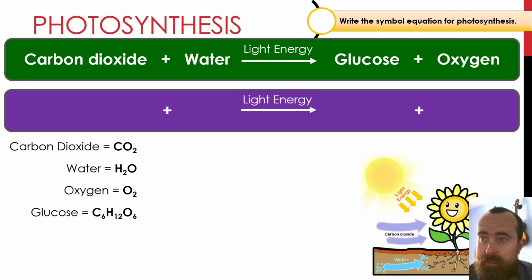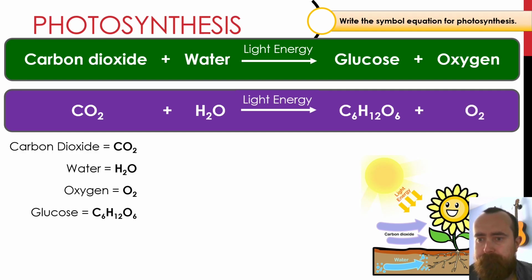So we just need to put all those things together into our chemical equation. In place of carbon dioxide, we're going to put CO2. In place of water, we're going to put H2O. In place of glucose, we're going to put C6H12O6. And in place of oxygen, we're going to put O2.